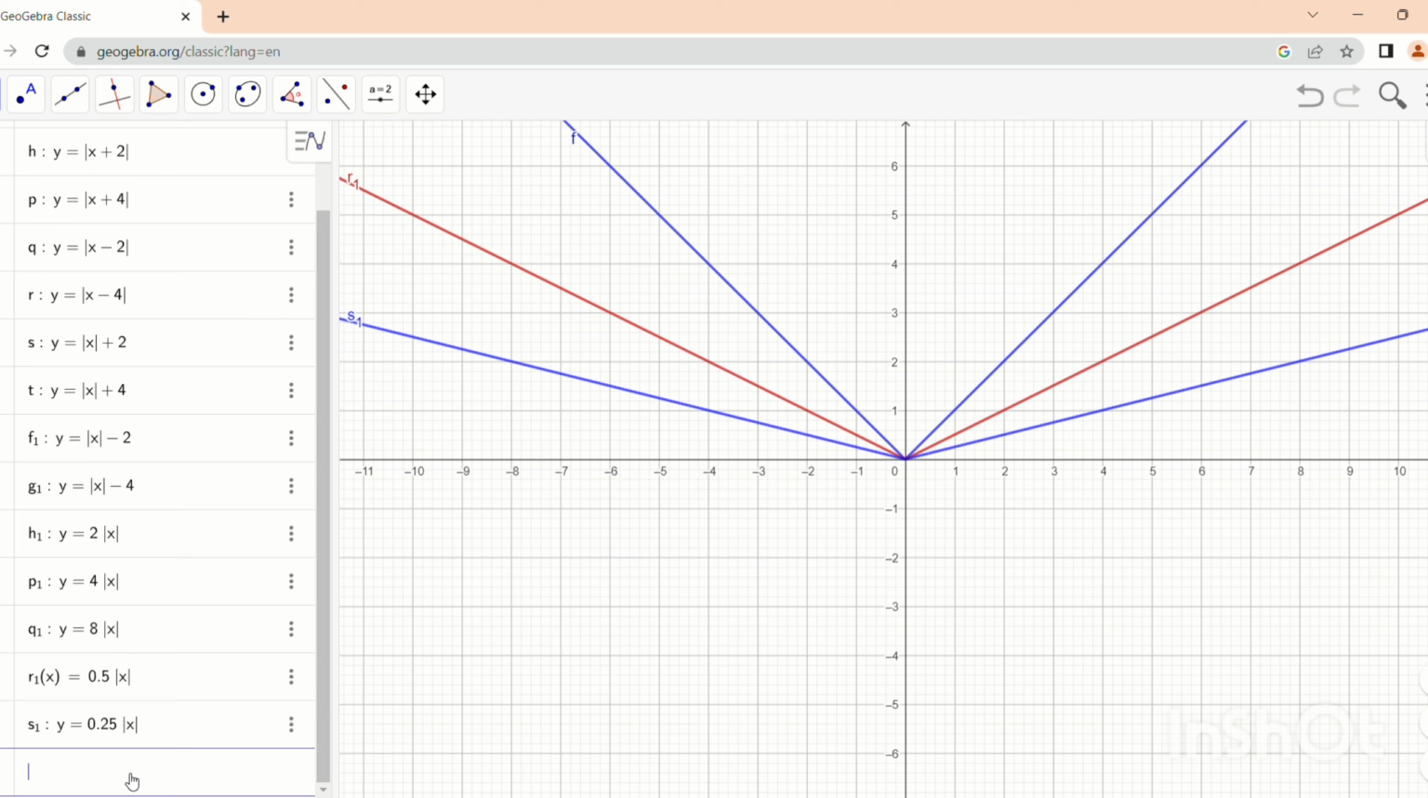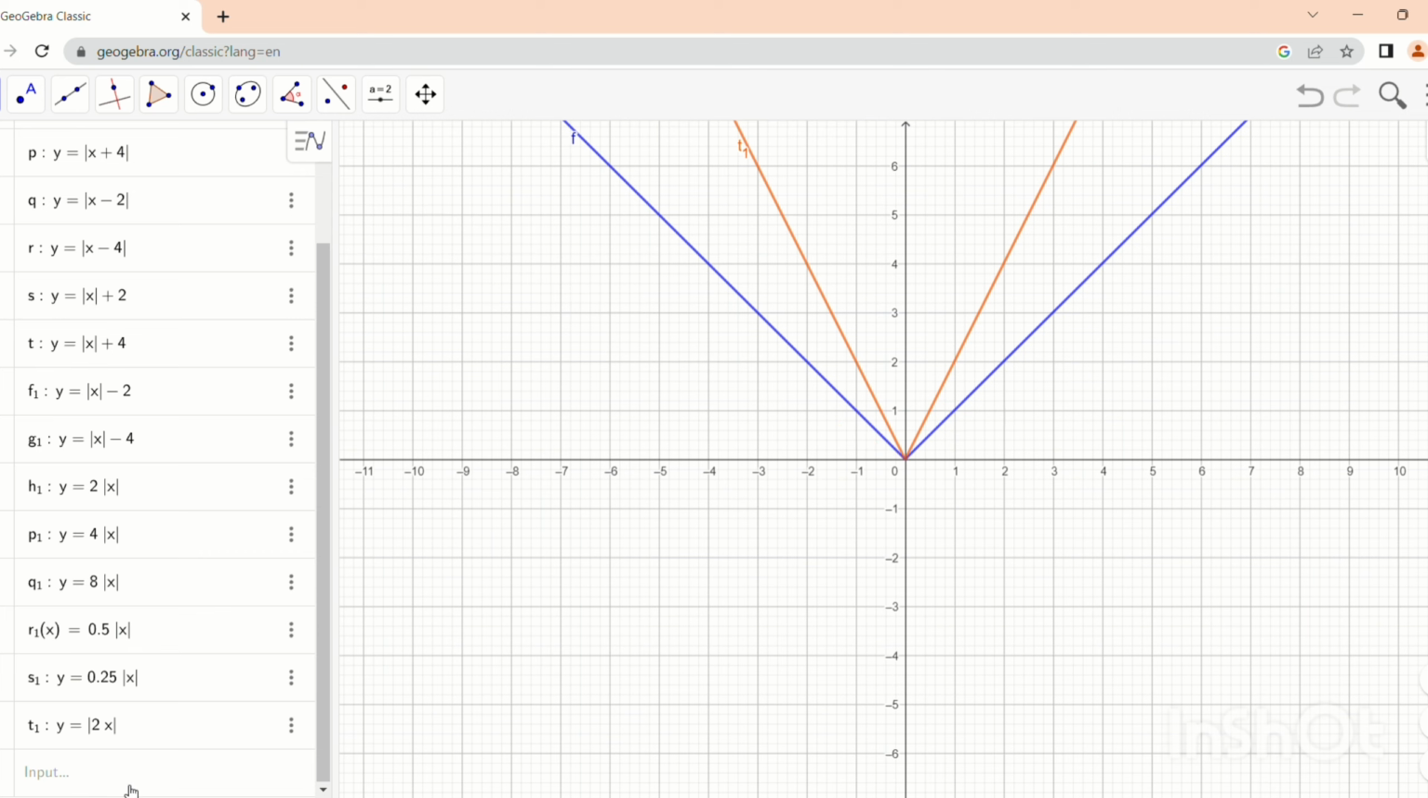y equals absolute value of 2x, with the 2 inside the absolute bars. y equals absolute value of 4x. Or otherwise, y equals absolute value of 0.5x. y equals absolute value of 0.25x. Here you can see that there is a horizontal shrink or a stretch depending on the a value. If a is greater than 1, there is a horizontal shrink. When a is between 0 and 1, you can see a horizontal stretch.